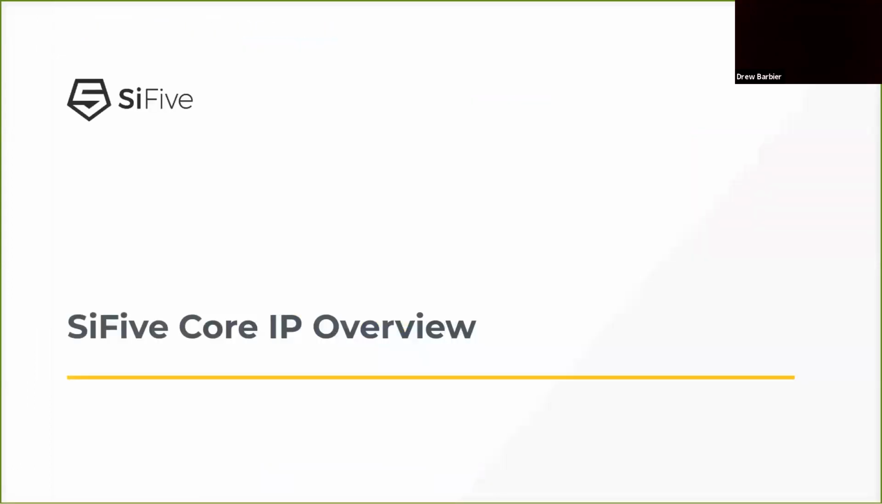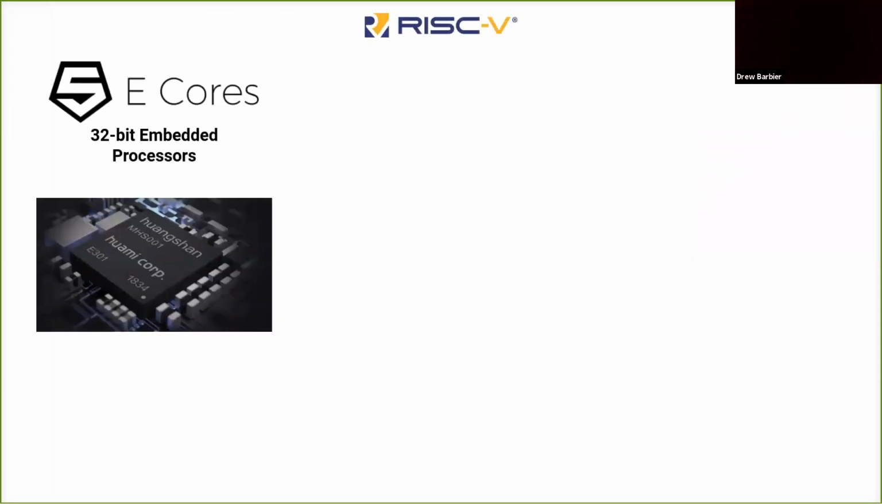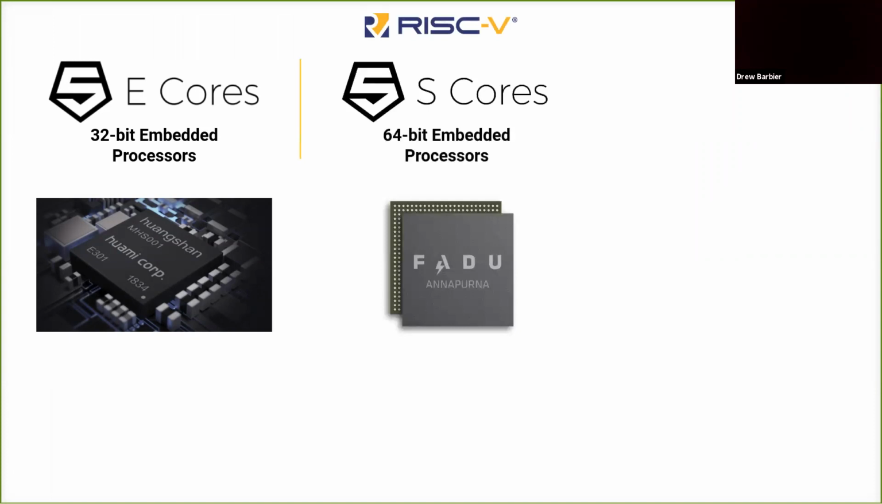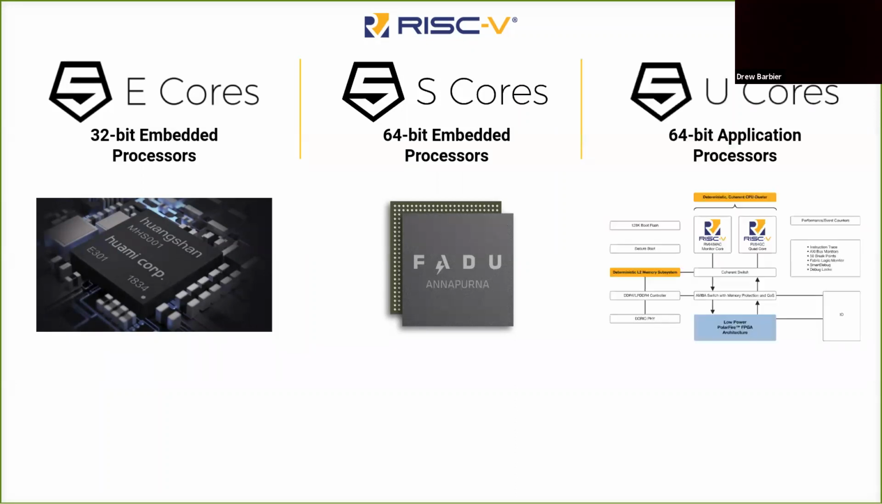Let's start off with an overview of SiFive's core IP products. We partition our cores up into 3 different types of offering. E-cores would be our 32-bit embedded processors. We have public design wins here from companies like Wami, which has our E31 core in a fitness tracker. We also have S-core offerings, which are 64-bit embedded processors. One of our customers here is Fadu, and they're using S5 cores in their SSD controllers.